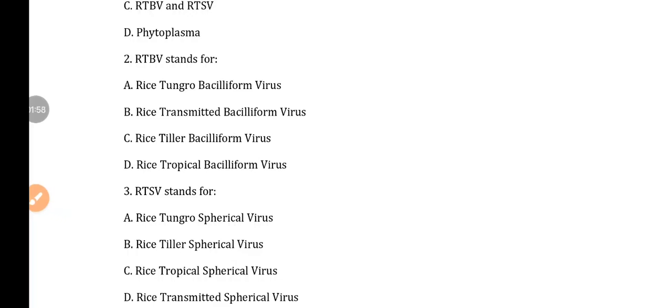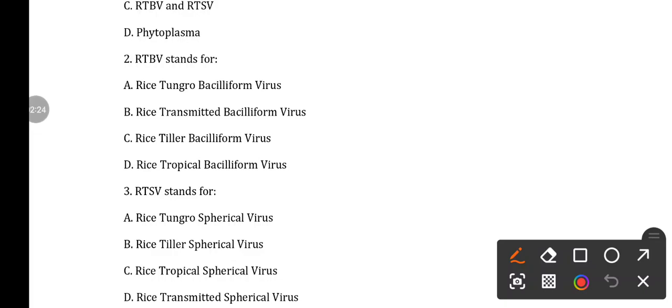Question number 2: RTBV stands for. Somewhere I have already seen this question in some competitive exams: what RTBV stands for and what RTSV stands for. The options are: A, Rice Tungro Bacilliform Virus; B, Rice Transmitted Bacilliform Virus; C, Rice Tiller Bacilliform Virus; D, Rice Tropical Bacilliform Virus. So here the answer is option A, Rice Tungro Bacilliform Virus.